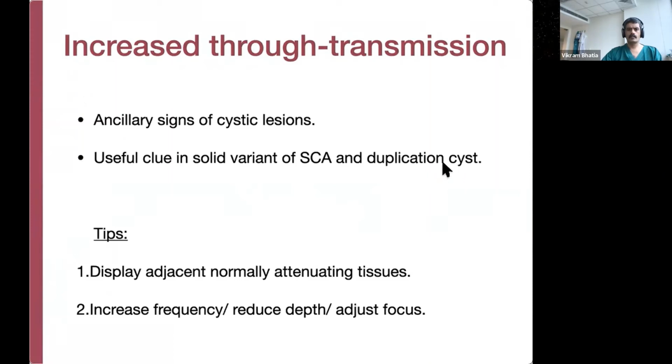So if you see increased through transmission behind an esophageal mural lesion, it is likely to be a duplication cyst. So this is a useful artifact for us. We increase the frequency, we reduce the depth of imaging, we adjust the focus to better demonstrate increased through transmission in such situations.